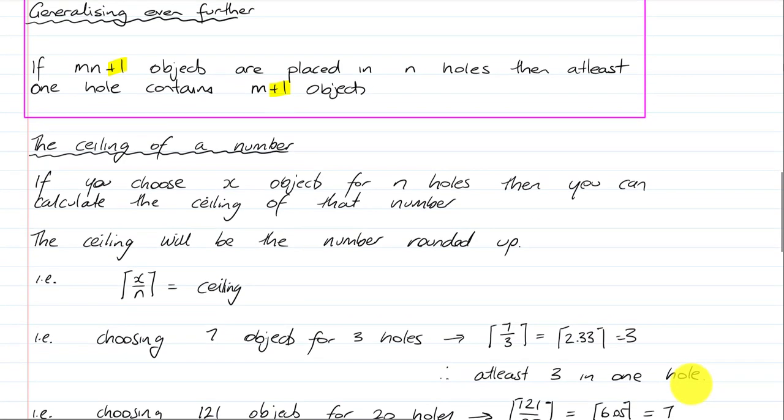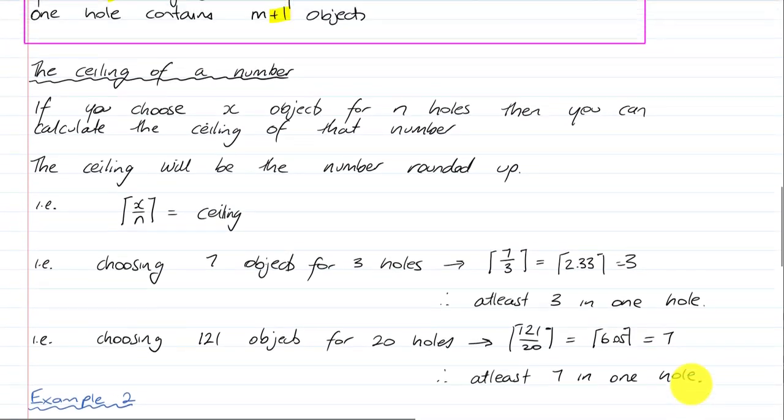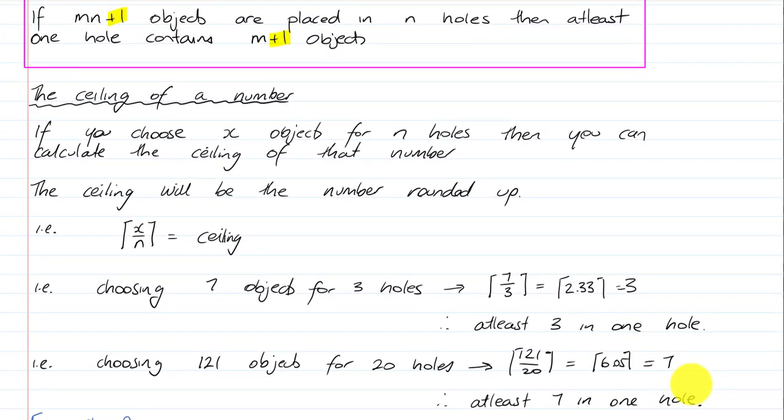Now here's another mathematical principle, and that is the ceiling of a number. So we'll have a read through this together. If you choose x objects for n holes, then you can calculate the ceiling of that number. So the ceiling is just a rounding technique, essentially. It just means that whatever happens, we round up. So x over n, ceiling notation, is like brackets. It has that top bit, and down, but has no bottom bit. And it's that top bit that represents the ceiling of that fraction calculation.